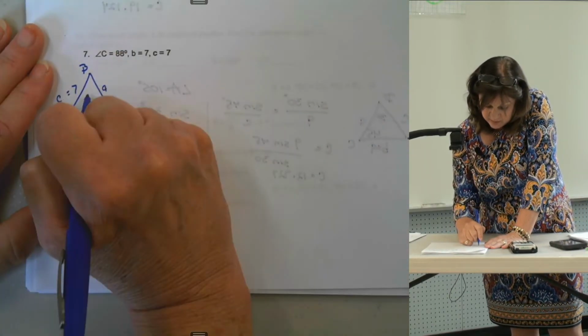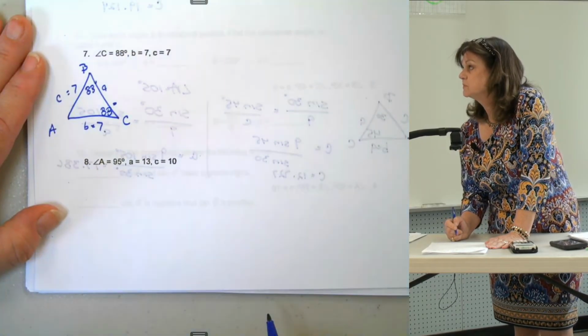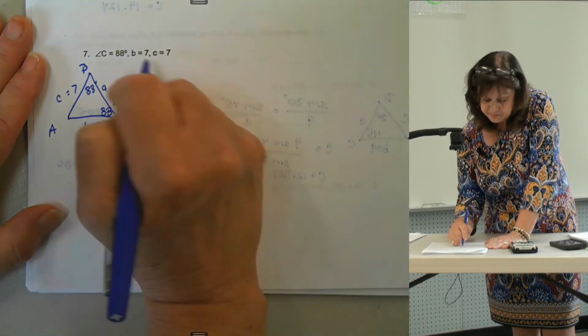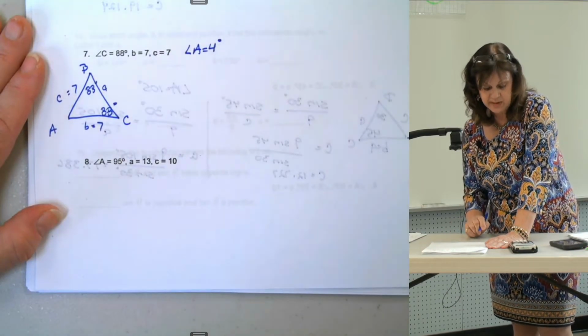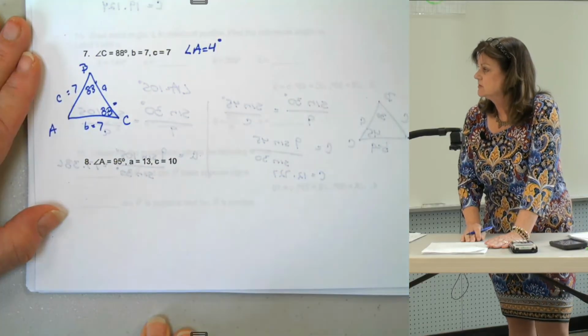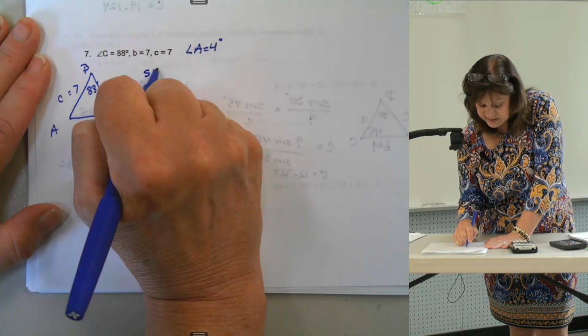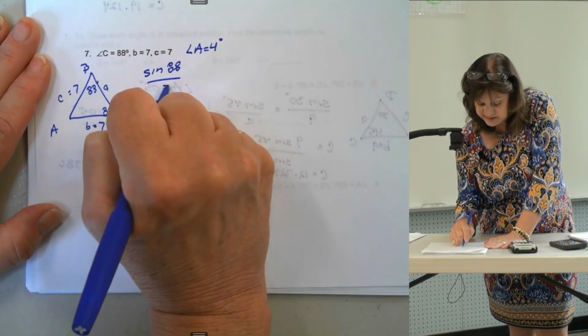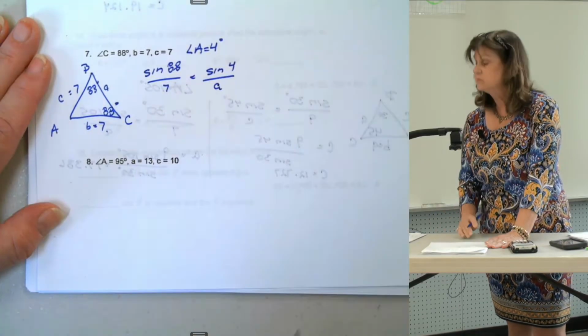So half our work is done here for us. B is 88 degrees. How nice is that? Meaning angle A then is going to be 4 degrees. Now, clearly it's not drawn to scale, but here we go. So now I've got sine 88 over 7 is sine 4 over, I don't know.